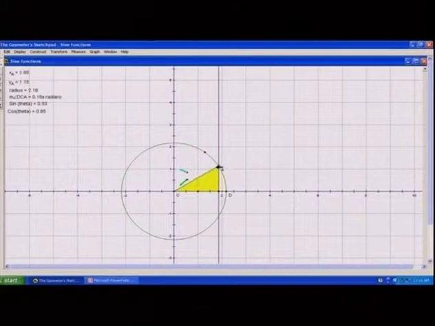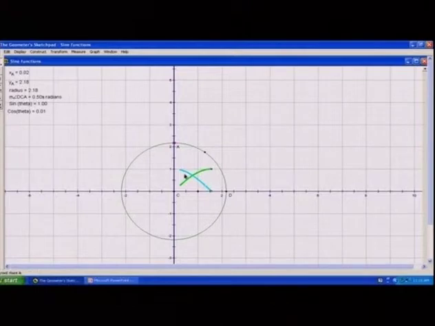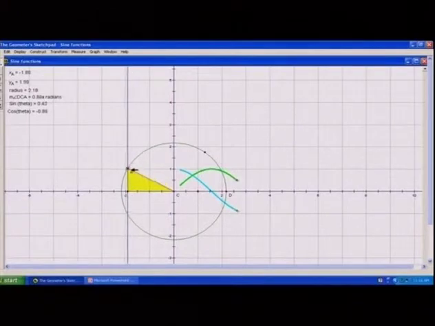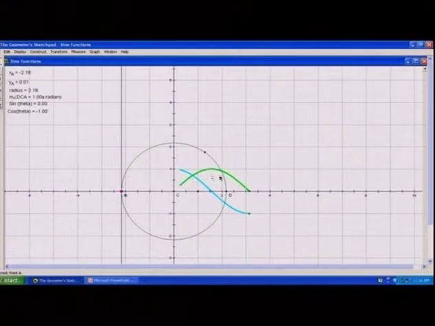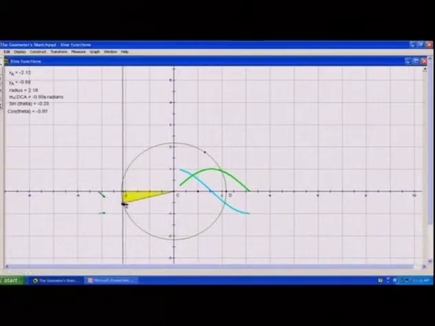As I move this angle around, let's stop up here at pi over 2. Notice where your two values are at pi over 2. The cosine at pi over 2 has a value of 0, while the sine at pi over 2 has a value of 1. Now watch what happens as you continue around the circle. As we hit pi right here, notice that we reversed. Our sine function is now at 0 and our cosine is at 1.